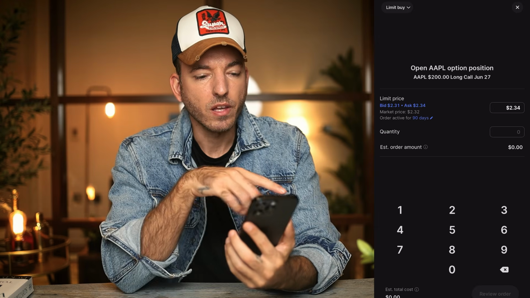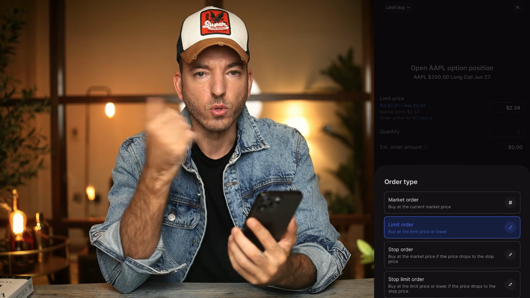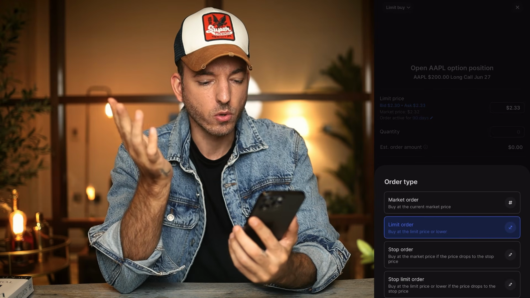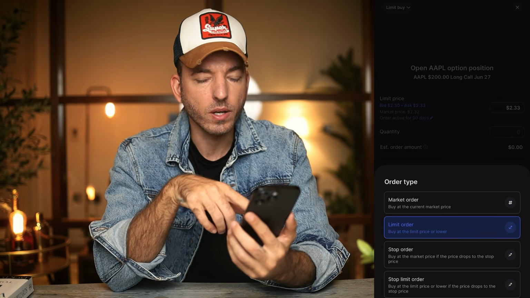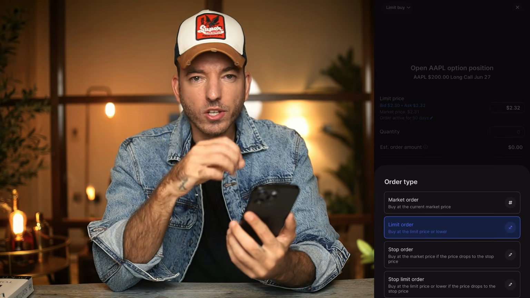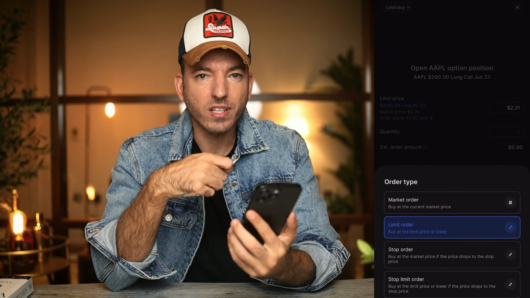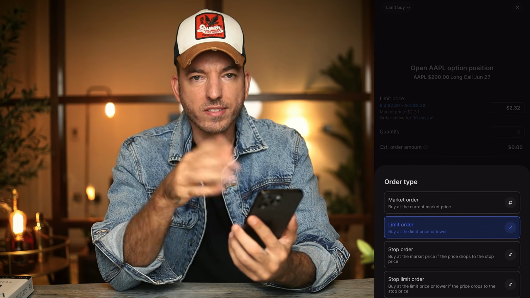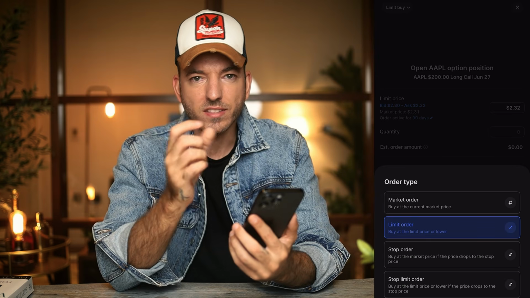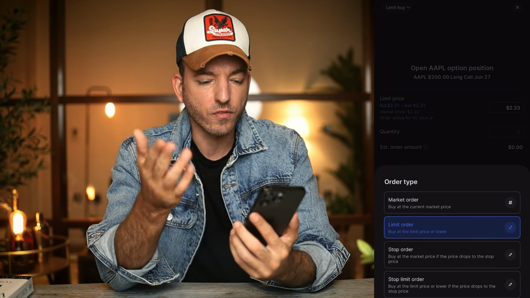Now you're going to see at the top left corner here 4 types of trades. You could do a market order, limit order, stop order, or stop limit order. Market order means that you're going to buy at the current market price. So you're not going to worry about a specific price; you are just going to worry about executing that trade. This is used when you don't care about the specific price of your option contract, a few cents here or there. You just want to buy it right away. So this is the fastest method.